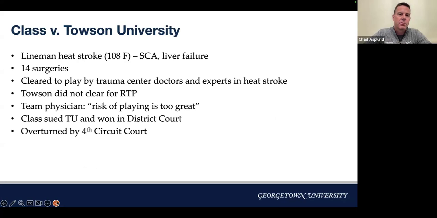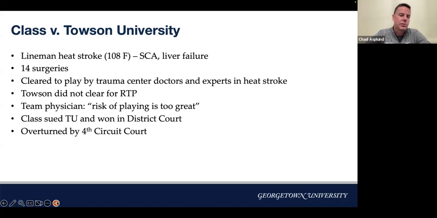Lastly, a recent case from 2015, Class versus Towson University. He was a lineman who had a heat stroke, had a sudden cardiac arrest, liver failure, ultimately had 14 surgeries, and had a long stay in the hospital. Cleared to play by the doctors at the Shock Trauma Center, and had several experts in heat stroke and heat injury come in and say, he's recovered, no further risk. Towson and the physician there did not clear that player to return to play because they felt that the risk of playing is too great.